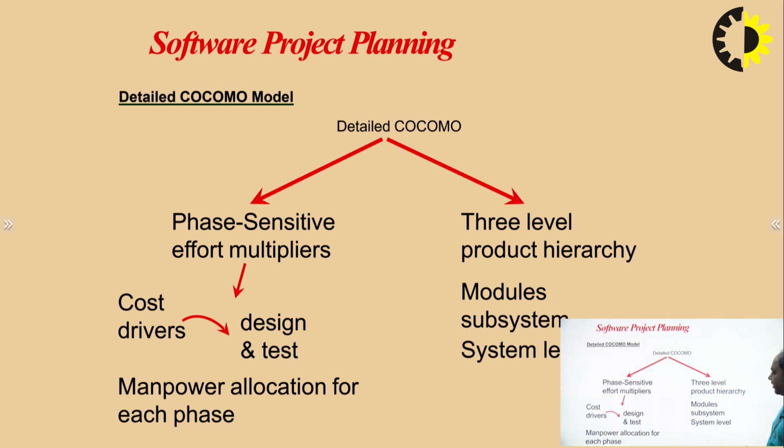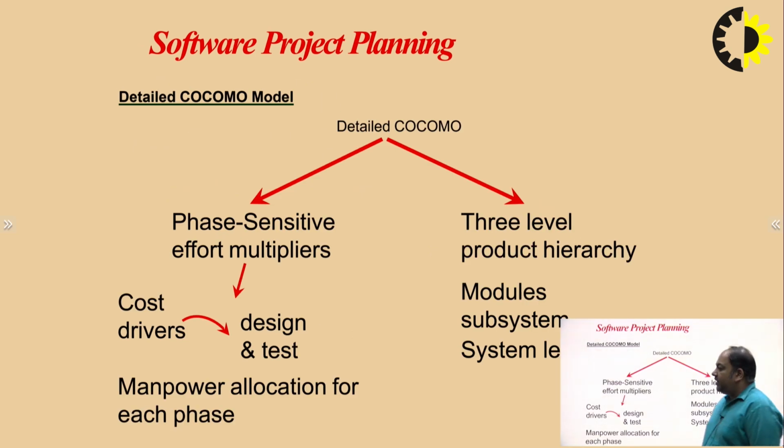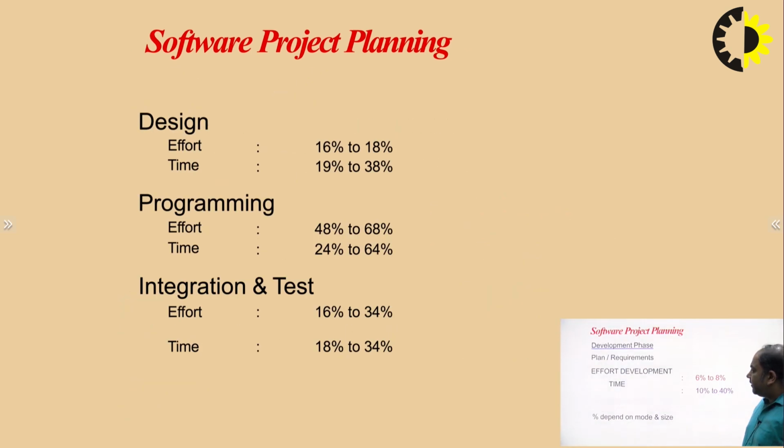And the 3-level product hierarchy consists of modules, subsystems and the system level modules. So when we talk about the development phase, we have some plan requirements and efforts and development time. Effort should be 6 to 8% and development time is 10 to 40%. The percent depends on the size of the mode, meaning how many lines of code are required for developing a project, and the mode, which is organic, semi-detached and intermediate.